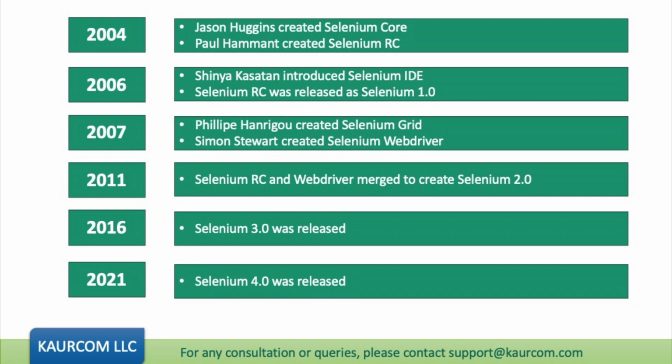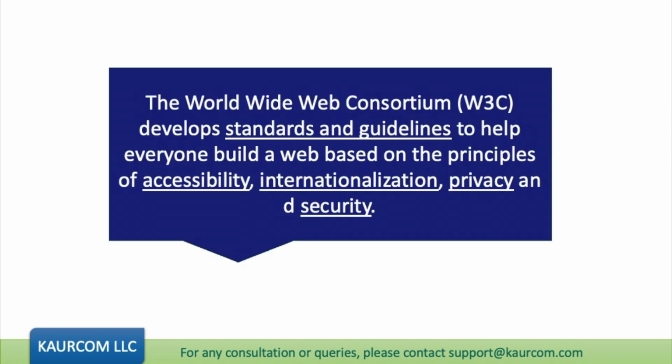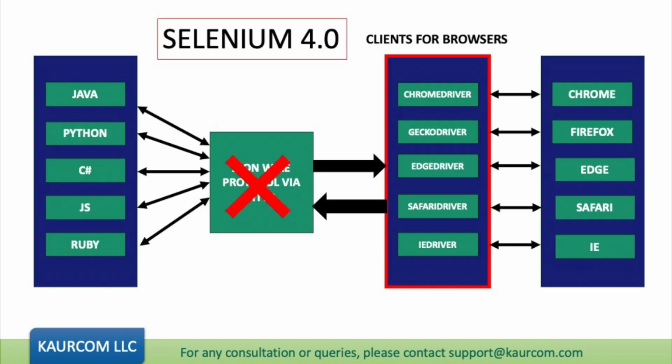The difference between Selenium 3 and 4 was that Selenium 4 was W3C compliant. W3C stands for World Wide Web Consortium. It's an international community that develops and maintains standards and guidelines for the World Wide Web. Selenium 4 dropped the JSON wire protocol and leveraged the W3C protocol to ensure direct communication between client and server. The easy and direct communication also led to more stability.